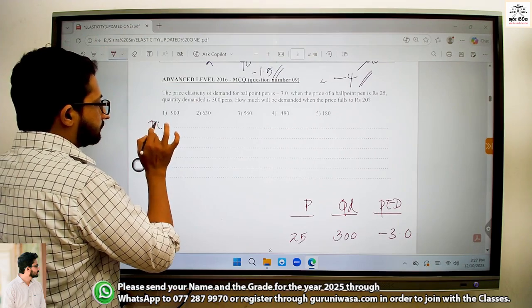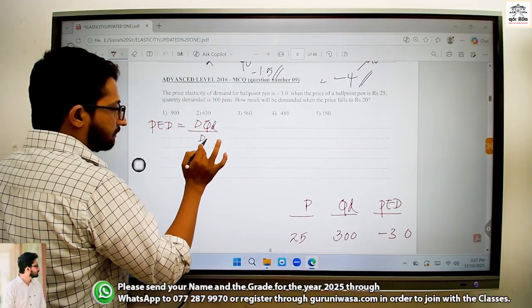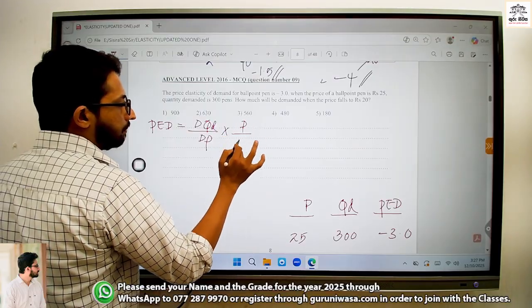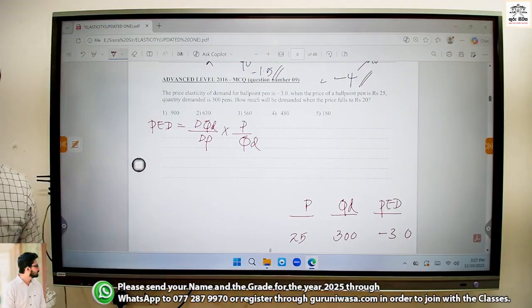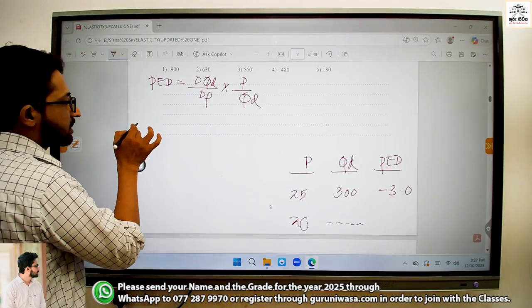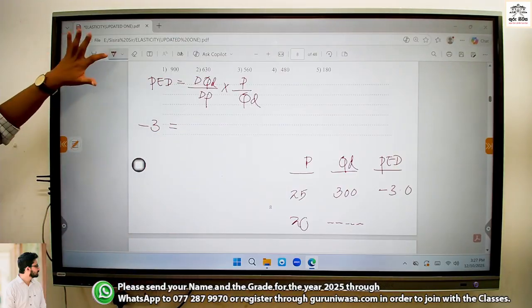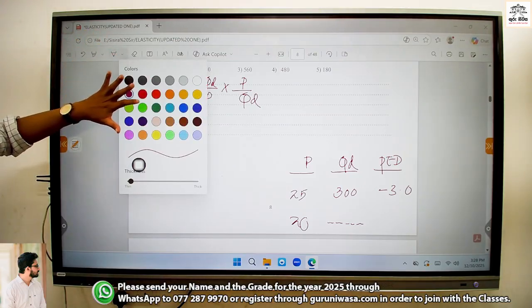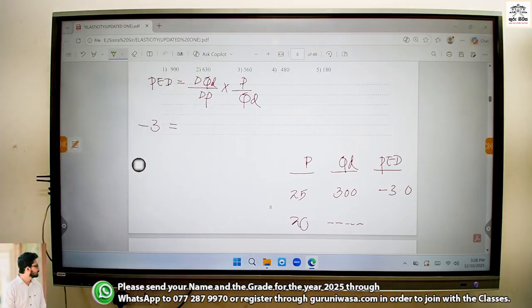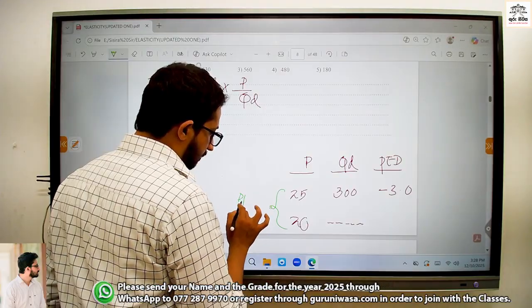PED equals delta QD over delta P into P over QD. Okay, Lamai. Now the PED value is given. How much? -3. Substitute -3 for the PED value. Now can you calculate delta P? Yes, you can calculate delta P. How much is delta P, Lamai? Delta P equals 5.